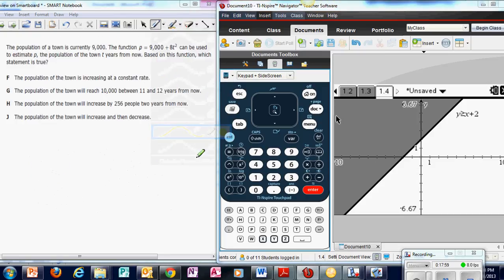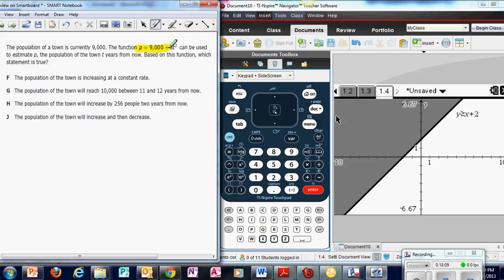Okay, let me get my highlighter ready. The population of a town is currently 9,000. The function p equals 9,000 plus 8t squared can be used to estimate p, the population of the town, t years from now. Based on this function, which statement is true? So I'm going to use some color to underline a little bit of information. P, the population of the town, and it's t years from now. So they give me the equation. That's the nice thing again.